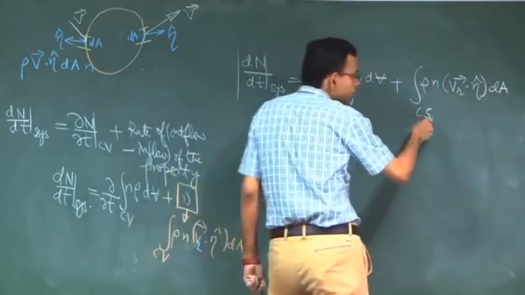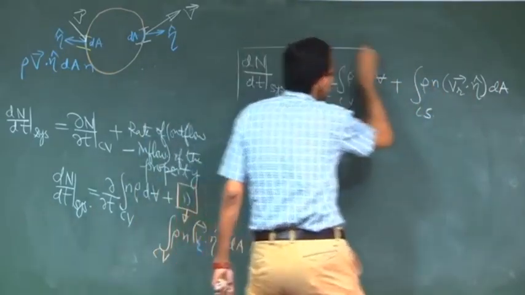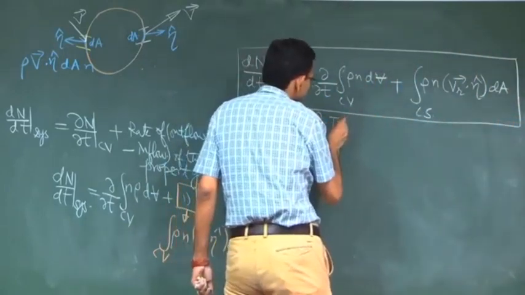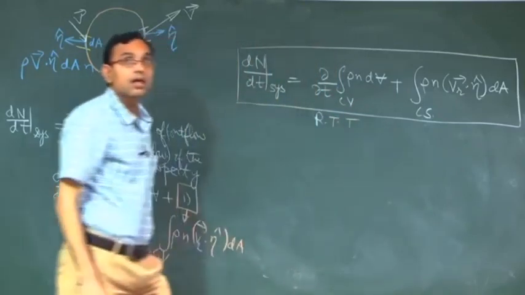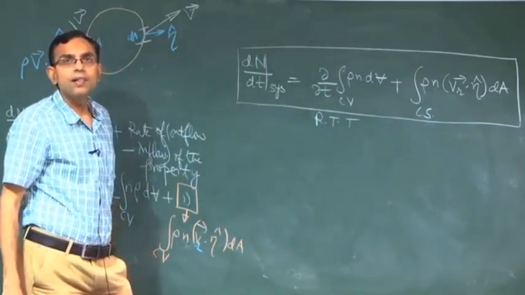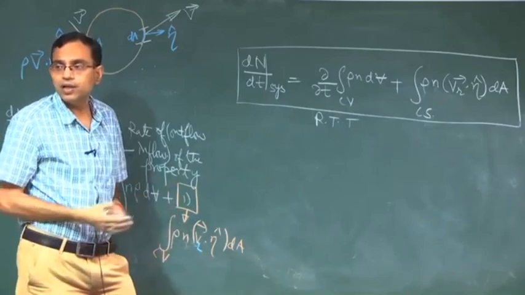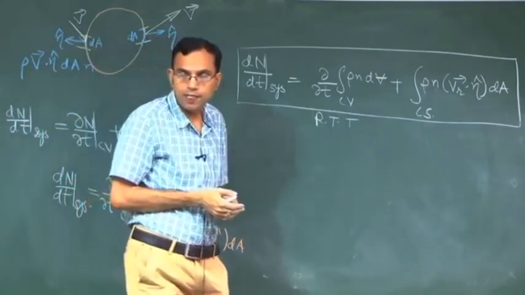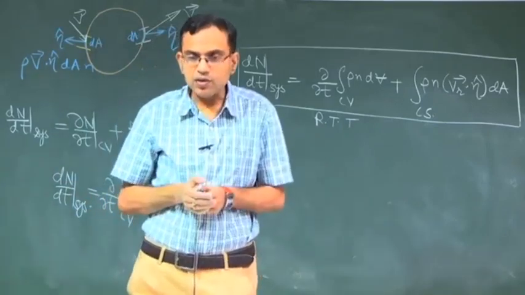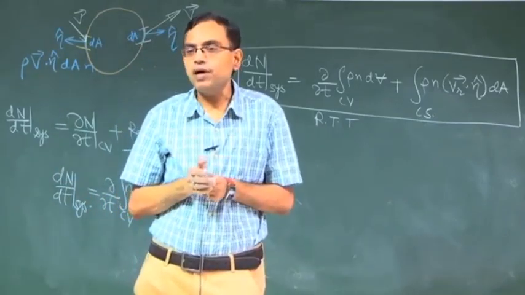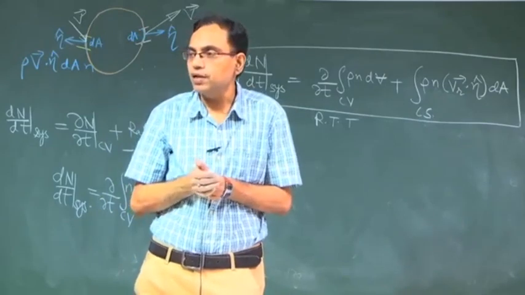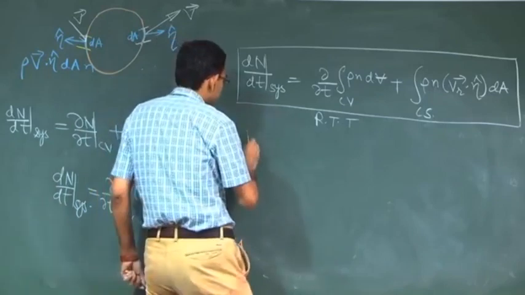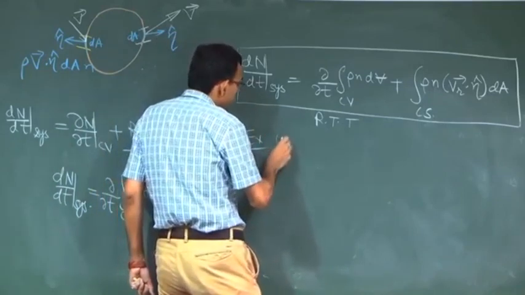This is CS, control surface, the surface of the control volume. This is known as the Reynolds transport theorem. This is such a powerful theorem that virtually any conservation equation in fluid mechanics can be derived from this. So, in this lecture we will give an example of how the conservation of mass can be derived from this. So, example, conservation of mass.